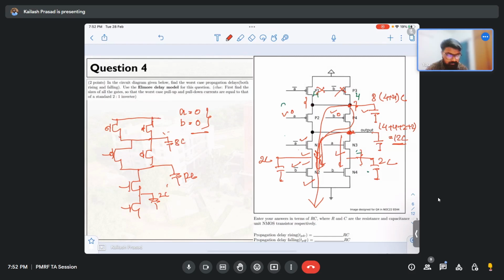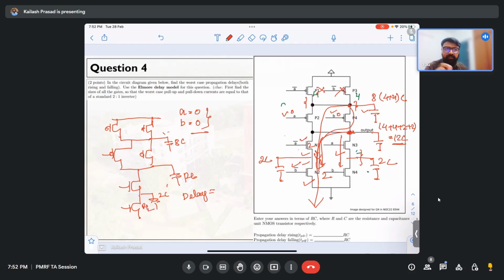Now if I calculate using the Elmore delay model, what I have to do is find the delay at the particular output node. So I have to start from this particular path, right? If you see what we have sized, this is 2, so what will be the resistance? If we have sized 2, the resistance will be R by 2. So this will be R by 2.